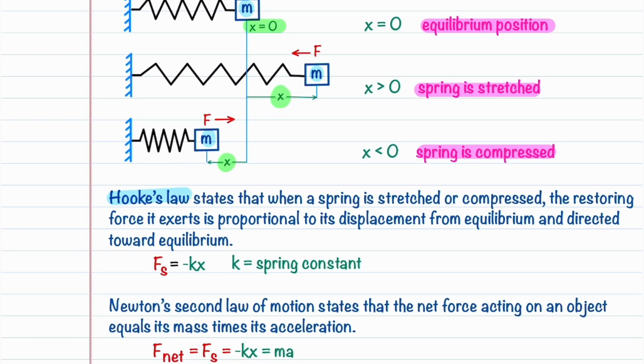Hooke's law tells us that when a spring is stretched or compressed, the restoring force that I've notated by F up here in our diagram and also down here in the equation is proportional to the spring's displacement from equilibrium, and that is equal to minus k times x, where k is the spring constant.